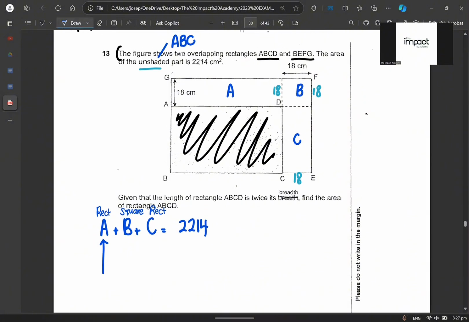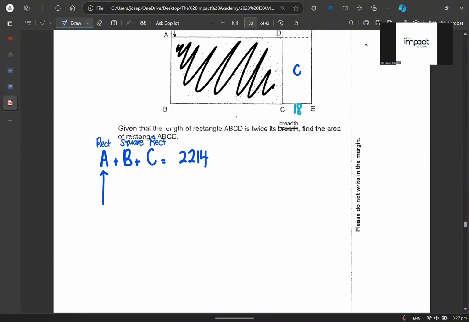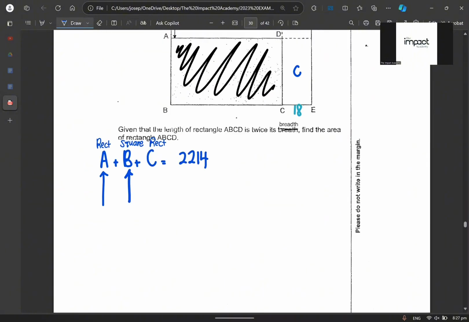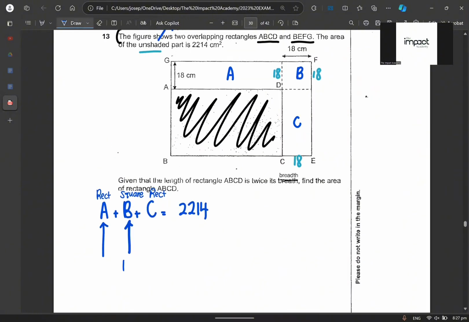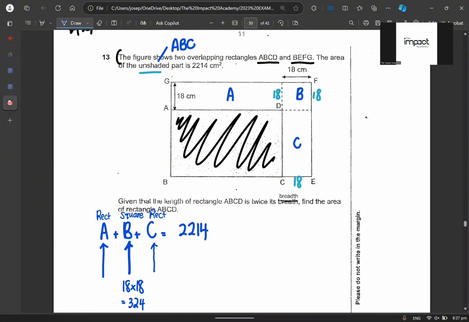Now, we do not know what A is, but we know what B is for sure. What's B? Well, you can see 18 times 18. When I say 18 times 18, we will get an answer of 324. Make sense or don't make sense? Hey, what about my C? What about my A? Am I making sense or not making sense?